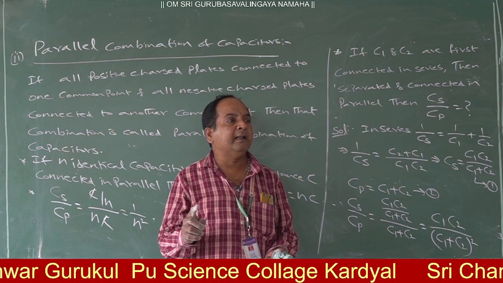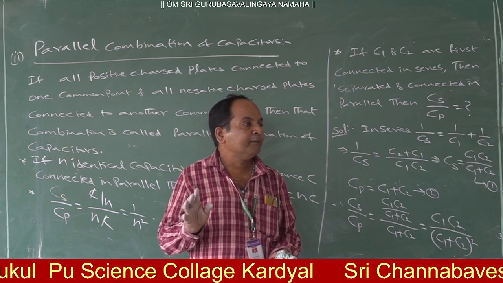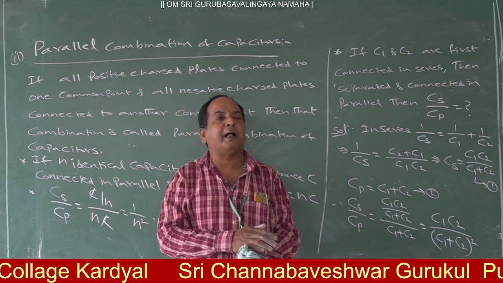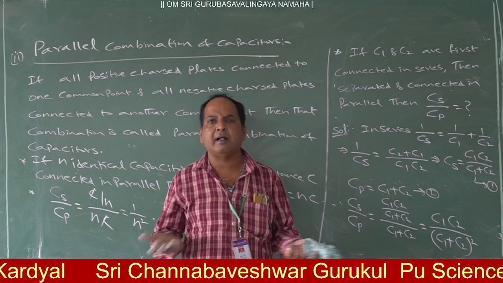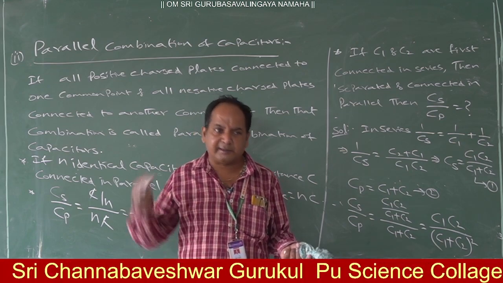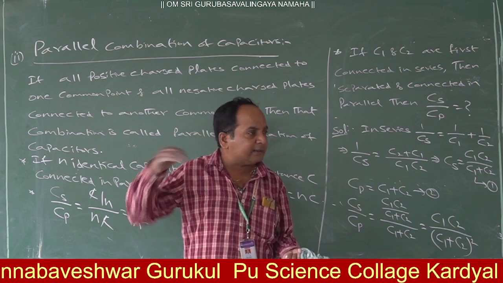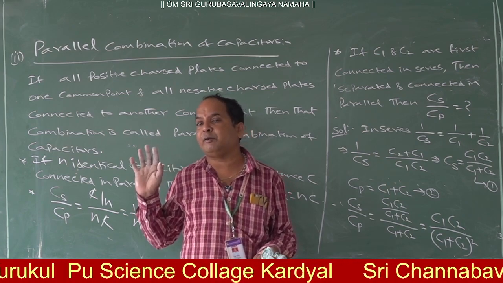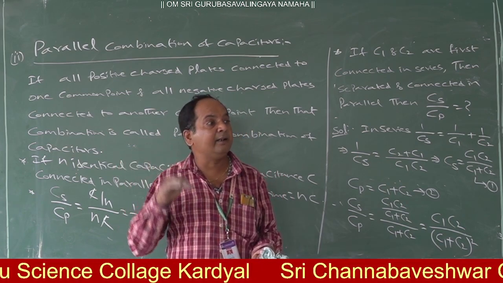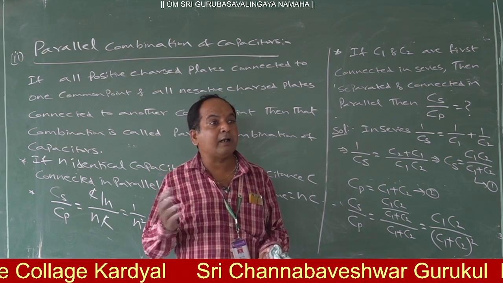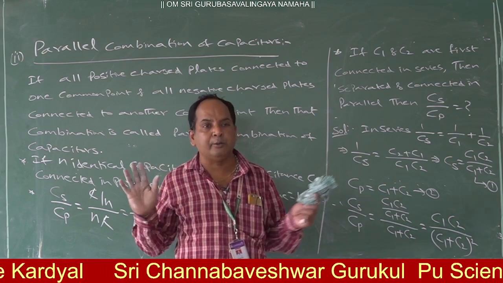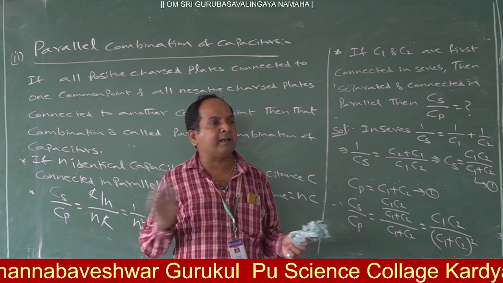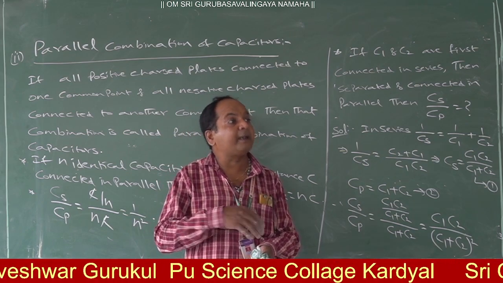Always Cs should be less than the individual. Suppose 2 farad, 3 farad, 4 farad are given and you got the answer 2.2 farad. Correct or wrong? Wrong. The answer should be less than 2 farad, less than 3 farad, less than 4 farad. In series combination the effective capacitance is always less than the individual. If anywhere you got more than the minimum, you did something wrong in the problem. Never it comes.